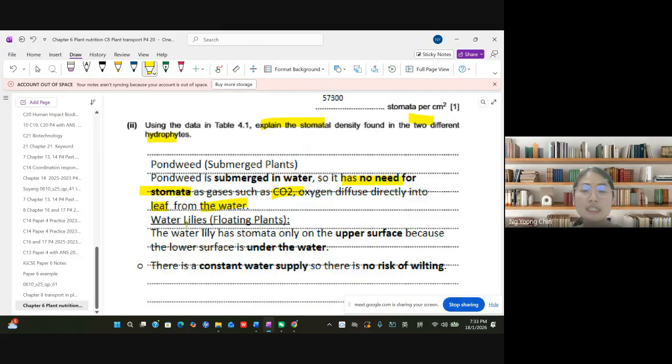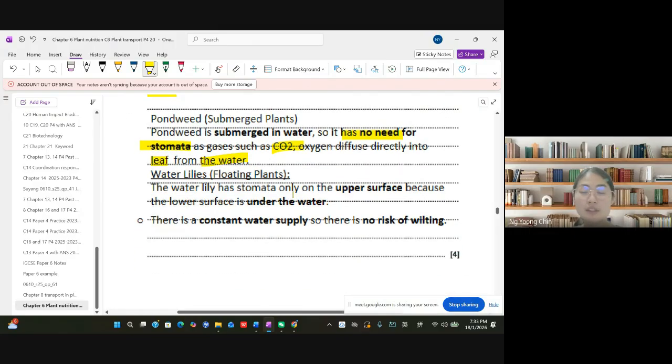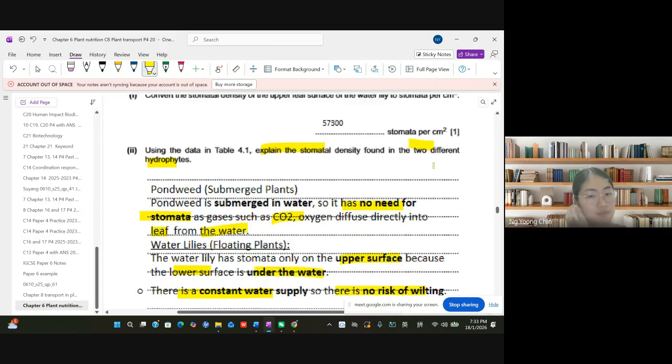But for the water lily, they have stomata only on the upper surface, because the lower surface is under the water. So there is a constant water supply, so there is no risk of wilting.